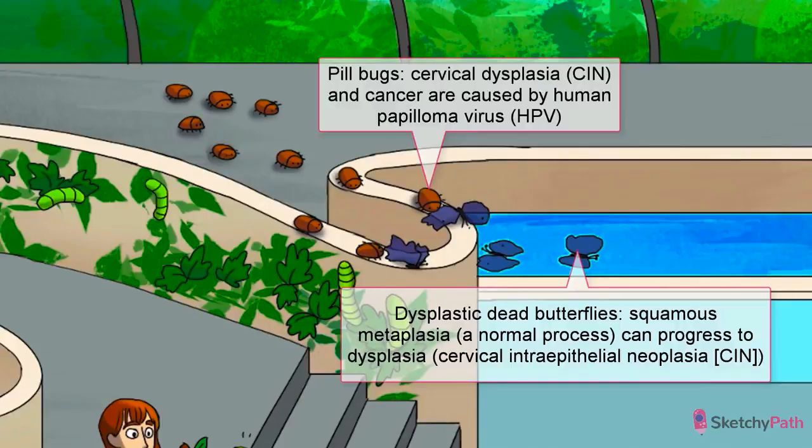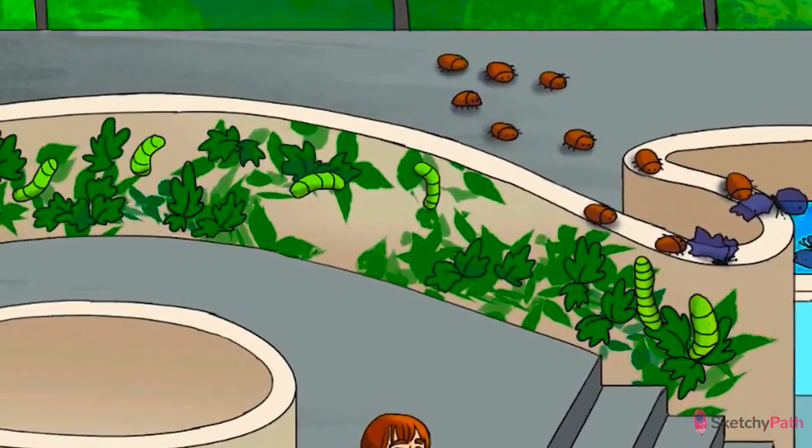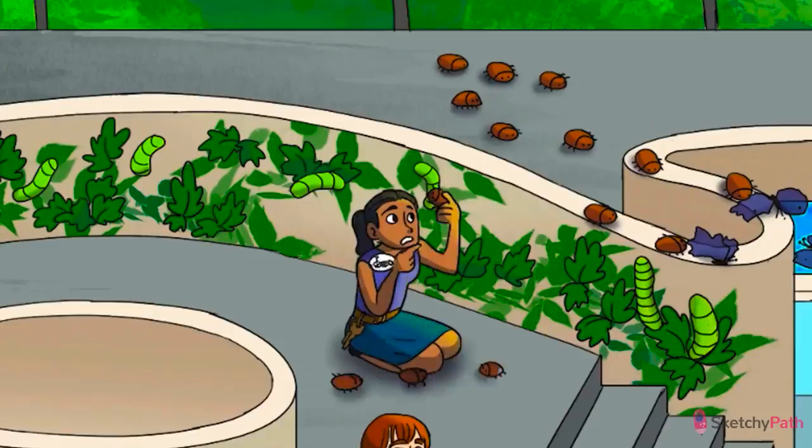Recall from Sketchy Micro that human papillomavirus is represented by papilloma pill bugs. Now, this may look like the cutest infestation in the world, but HPV can do some serious damage. HPV comes in many types, over 150 in fact. Two of them, types 6 and 11, are associated with genital warts and therefore are classified as low risk.